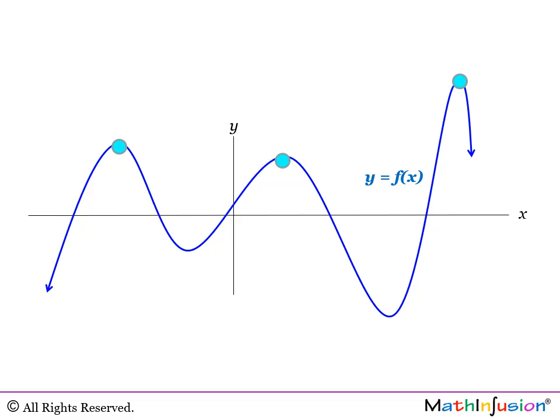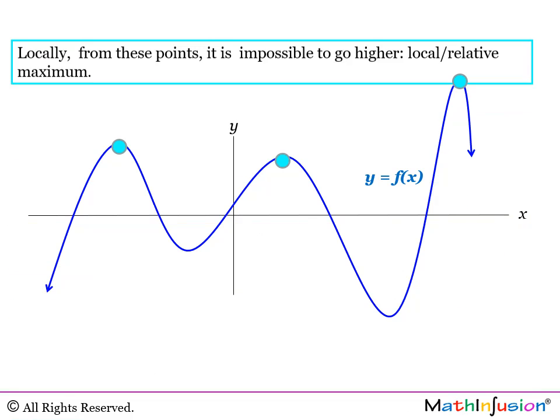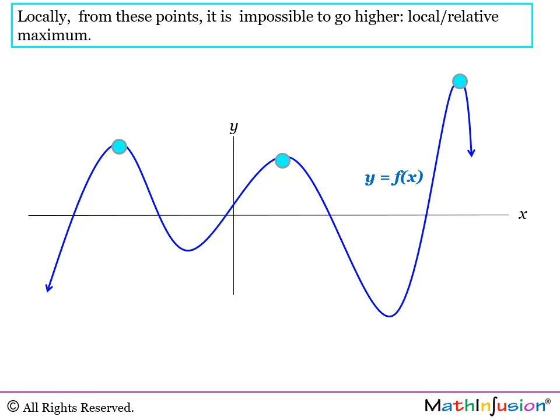And here is another such point. Locally, from this point, it is impossible to go higher. And that's why all these points are local or relative maximum. Locally, they are the highest point, and they are relative maximum because if you cannot go up anymore, this is the highest point, but this is only relative for the surrounding.